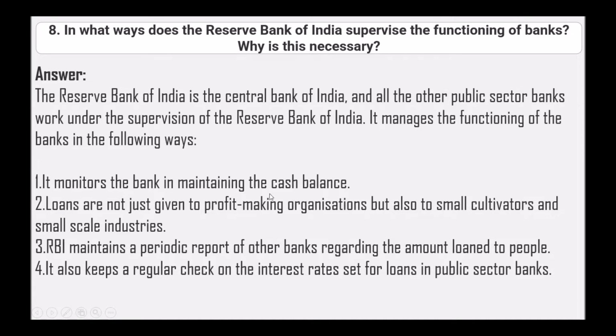It monitors the bank in maintaining cash balance. Loans are not just given to profit making organizations but also to small cultivators and small scale industries. RBI maintains a periodic report from other banks regarding the amount loaned to people. It also keeps a regular check on the interest rate set for loans in public sector banks.